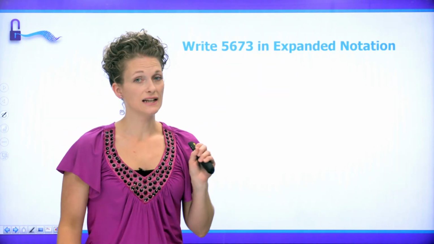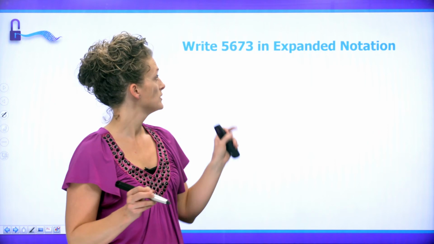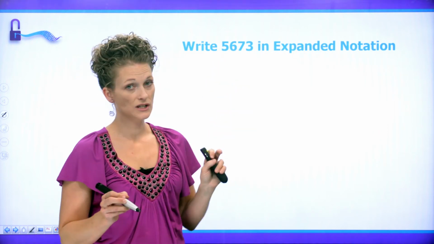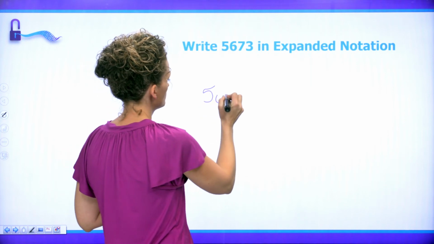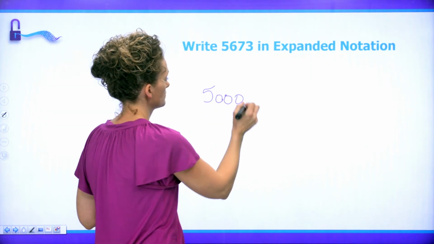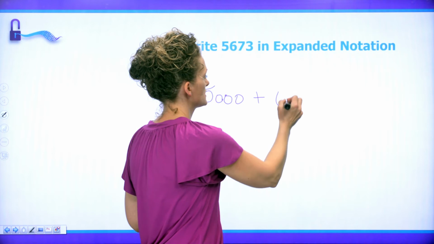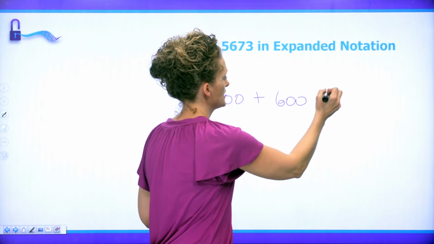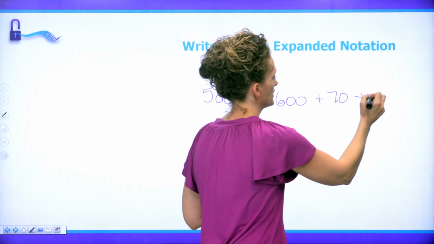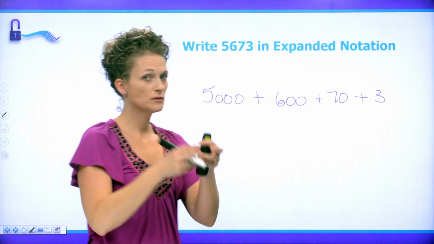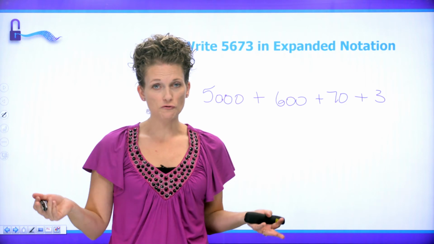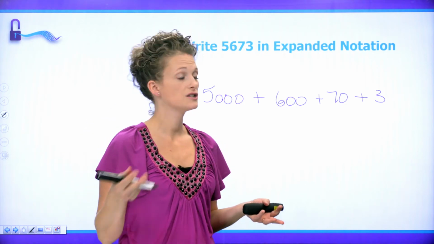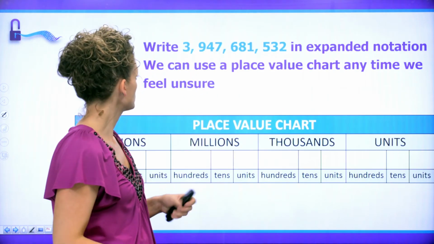So here's a number slightly larger, but still not a problem, 5,673. So we have 5,000 plus 600 plus 70 plus 3. We're simply pulling it apart. Again, if you need to use the place value chart, feel free to use it as long as you need to. That's what it's there for.